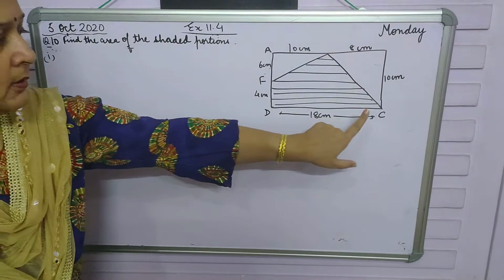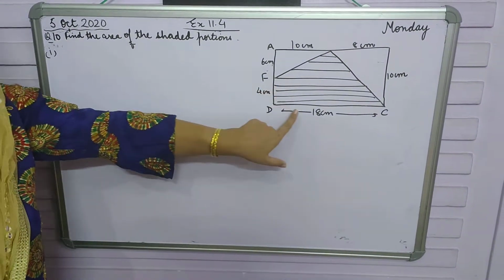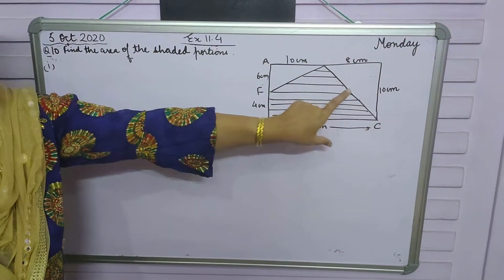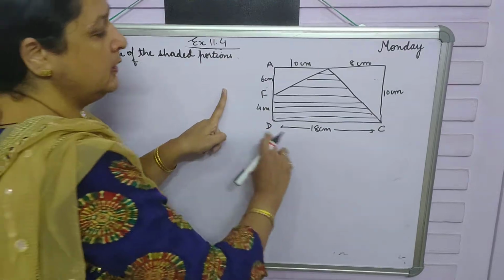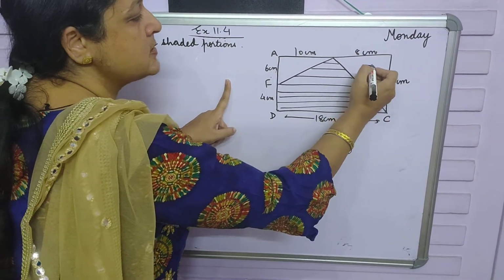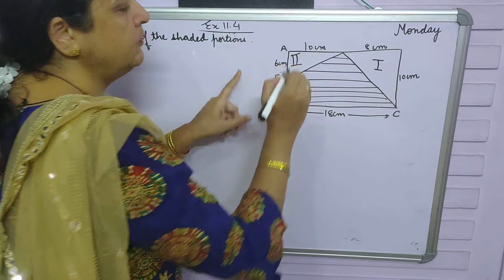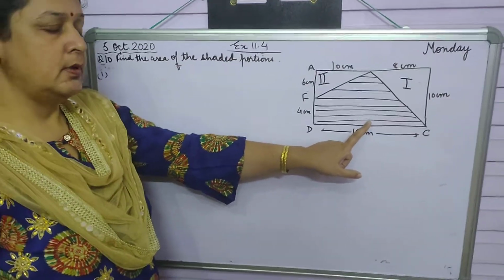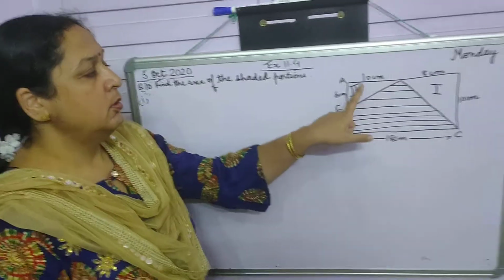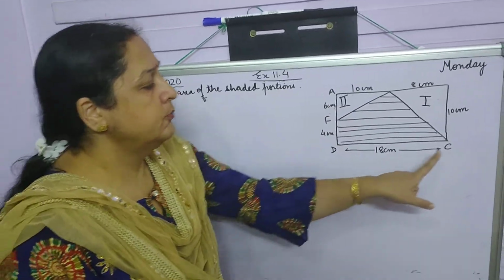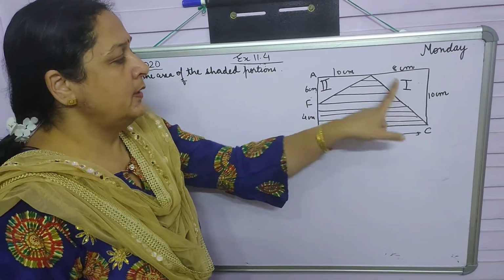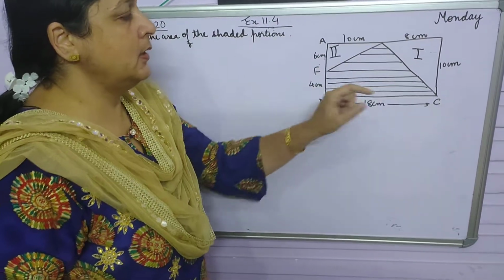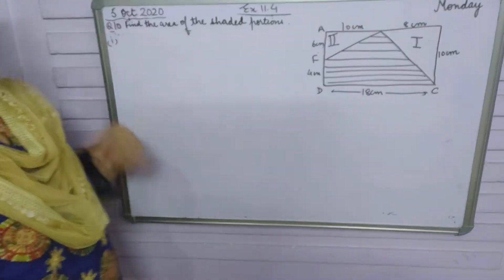Now if you see the figure, this shaded portion is not of any particular shape. Since we don't know how to calculate its area, if from the area of this whole rectangle I subtract the areas of these two triangles, then I am left with the area of the shaded portion only. So we will calculate the area of the whole rectangle, then the area of these two triangles, add them and subtract from the whole rectangle to get the area of this shaded portion.